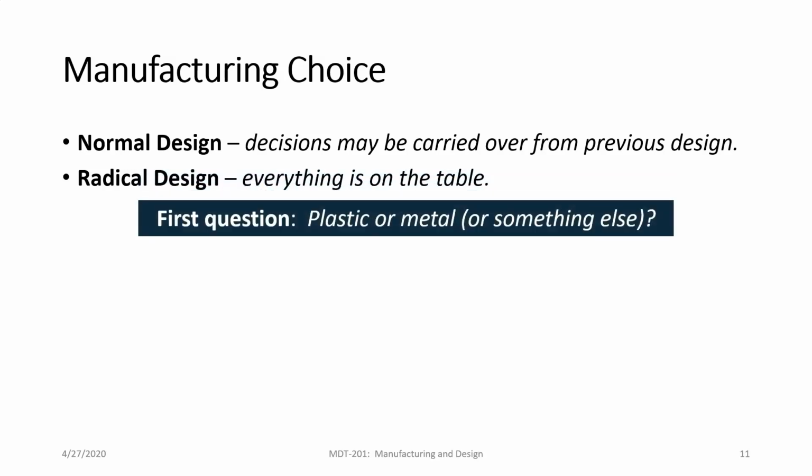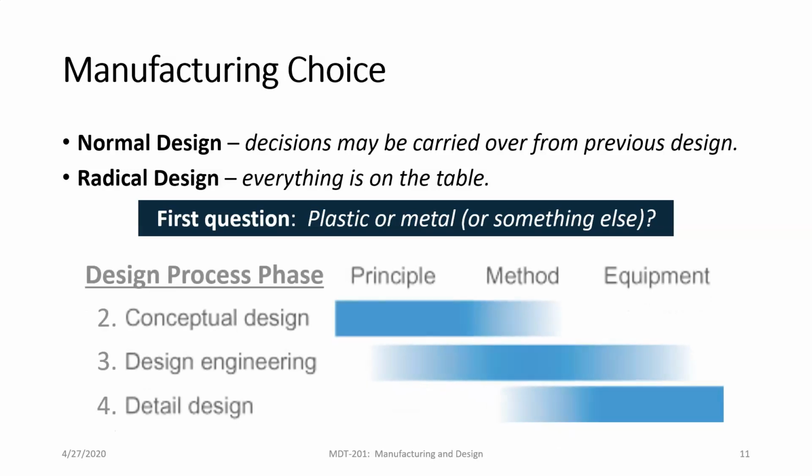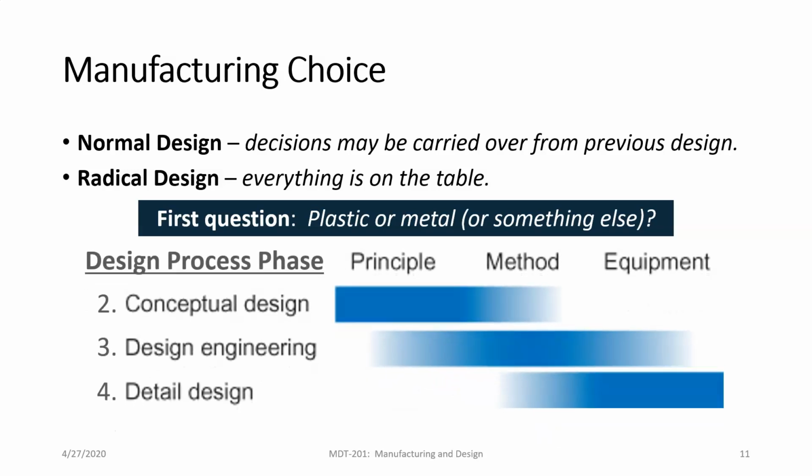And as I said, the first question that we really have to answer is, are we going to make it out of plastic or metal, or something else, right? But plastic or metal. So remember our talk about the manufacturing hierarchy: principle, method, and equipment. We start up at the 30,000 foot level of principle, we come down a little bit lower to the method, and then we get down to ground level, and that's the actual equipment that we have on hand to produce the part.